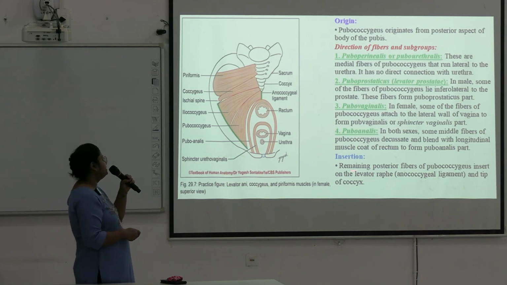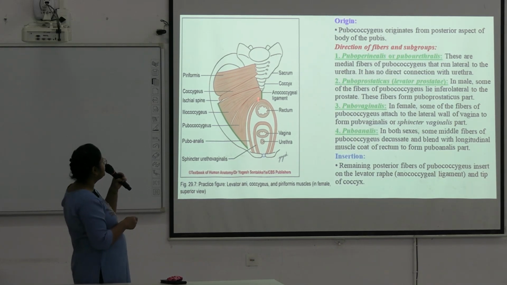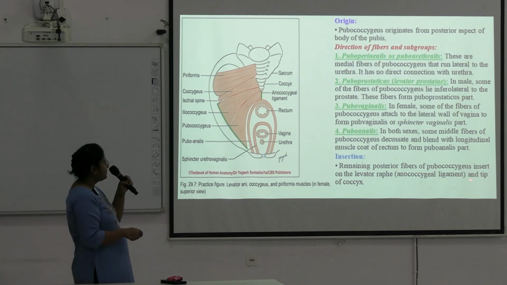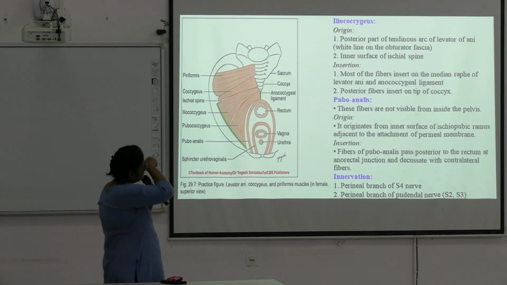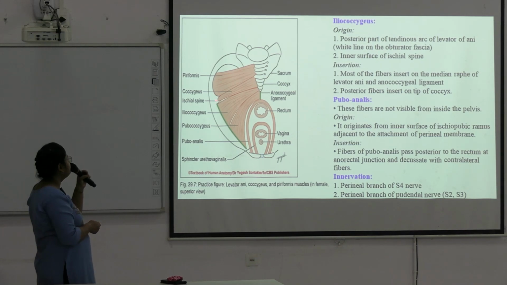What is the insertion? The remaining posterior fibers of pubococcygeus insert on the levator raphe or anococcygeal ligament. So this is the insertion point, the anococcygeal ligament, and the tip of the coccyx. Here is the tip of the coccyx. Next we go to iliococcygeus. This part is iliococcygeus.